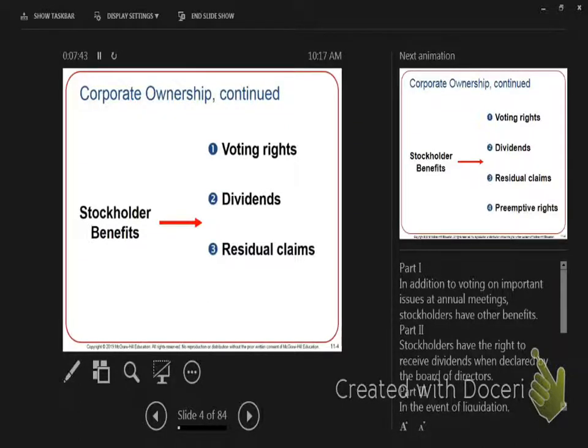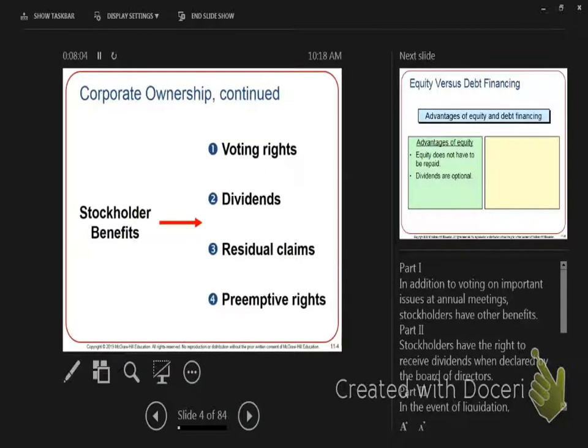You get what's called residual claims. That's what's left in the event that the company is falling apart, like Enron. But when you own 400 shares out of 540 million shares or whatever they happen to have out there, you're not going to be at the top of that list. And then preemptive rights.